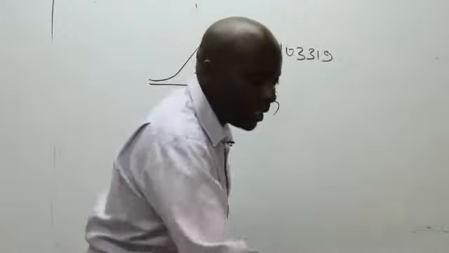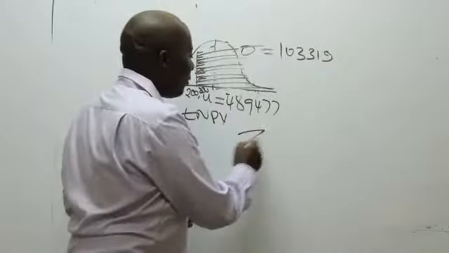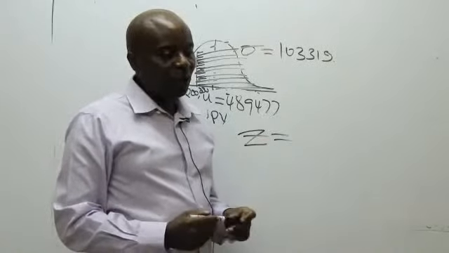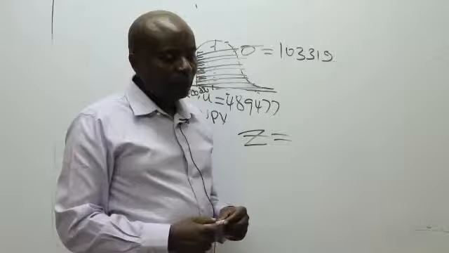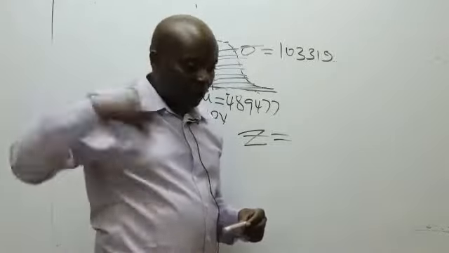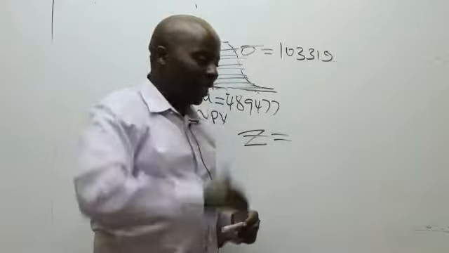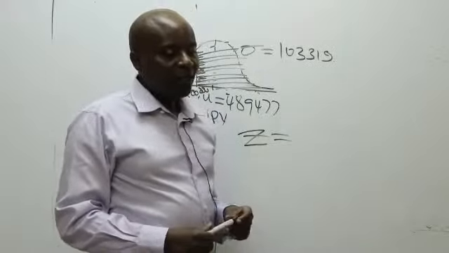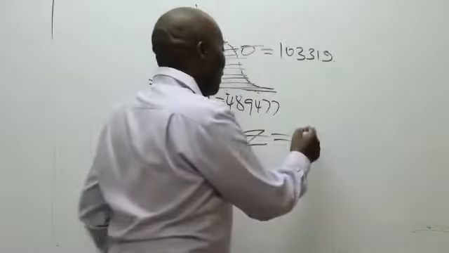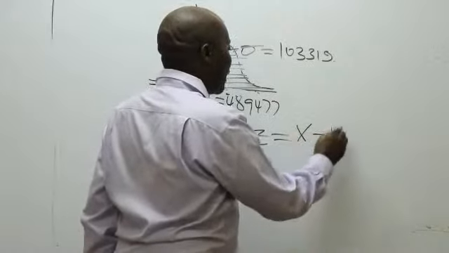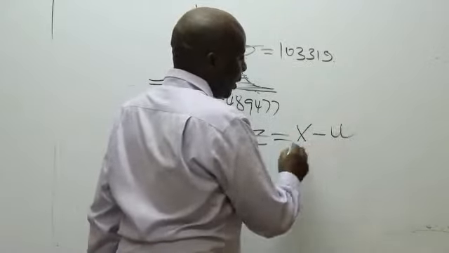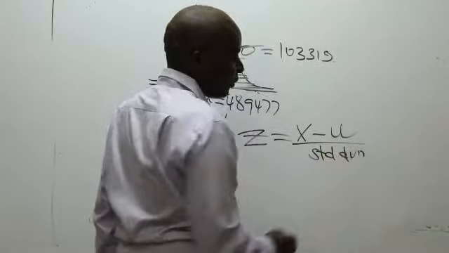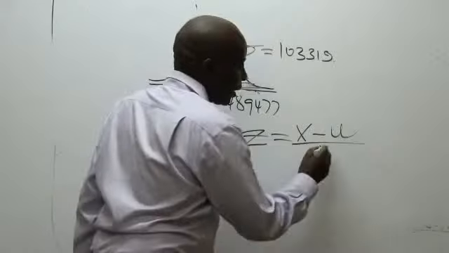It is about Z. And how do we get Z? Is there anybody who can remind us the formula of getting Z? From your CPA section 4, from your advanced MA. Ah, great. It is X minus mu, or X bar, divided by standard deviation like this.